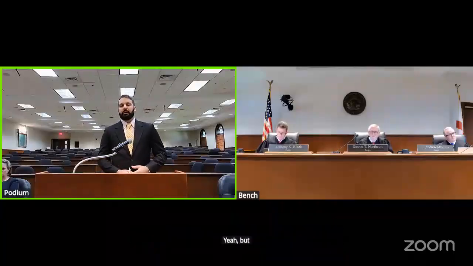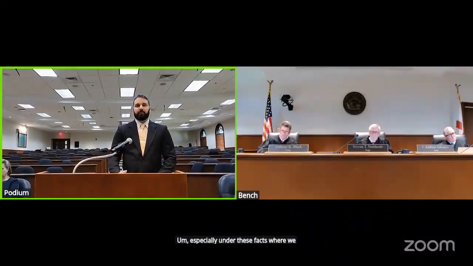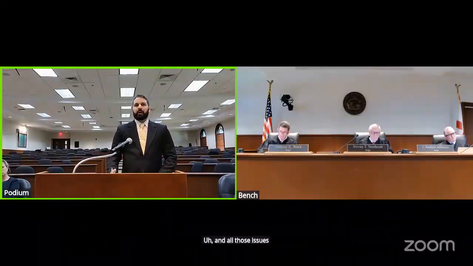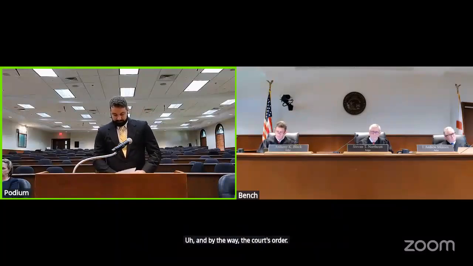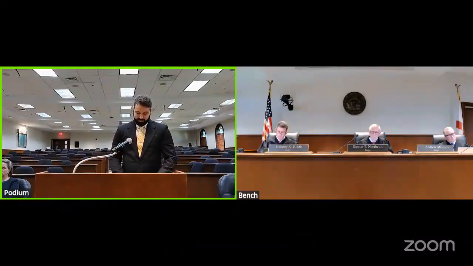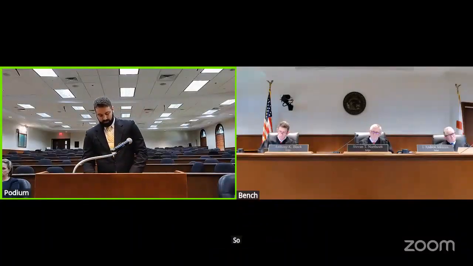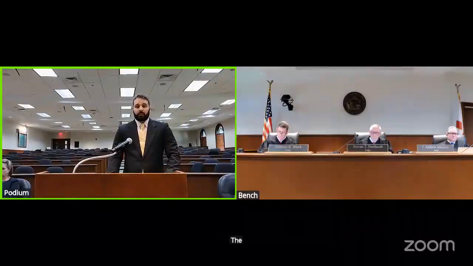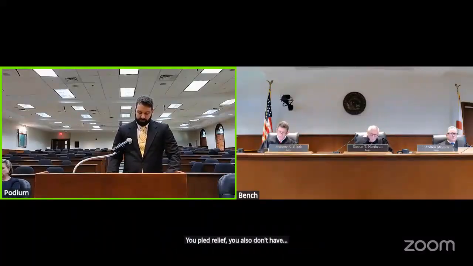Yeah, but there's still that dispute about what constitutes the rent, especially under these facts where we weren't able to get discovery. We had a Zoom hearing that was non-evidentiary in nature, and all those issues with how the court came to the conclusion that the rent was the specific number. And by the way, the court's order was that we deposit $490 more than allegedly owed in the complaint. So, and also on the money release, the notice of the final hearing did not mention anything about the money release. So not only do you not have a pled relief, you also don't have notice in the notice of the hearing.